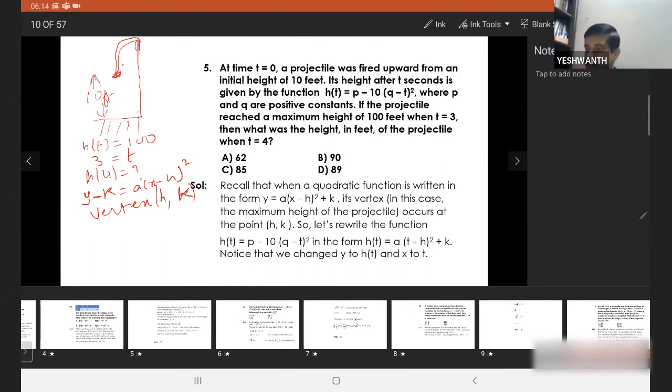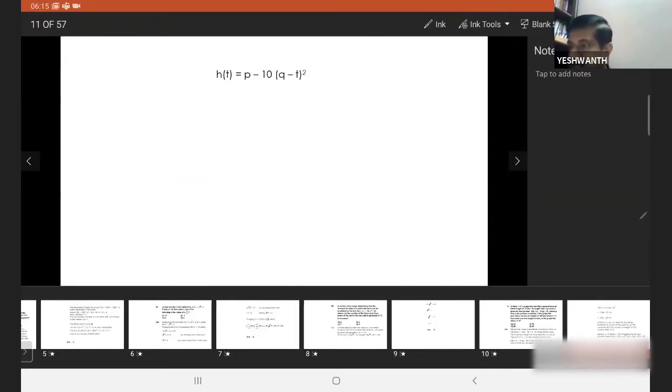So if you rewrite the equation given here, h of t equal to p minus 10 into (q minus t) whole square, in the form h of t equal to a into (t minus h) whole square plus k, you can change the sign or rewrite it by writing this q minus t first, and we'll get it like that.